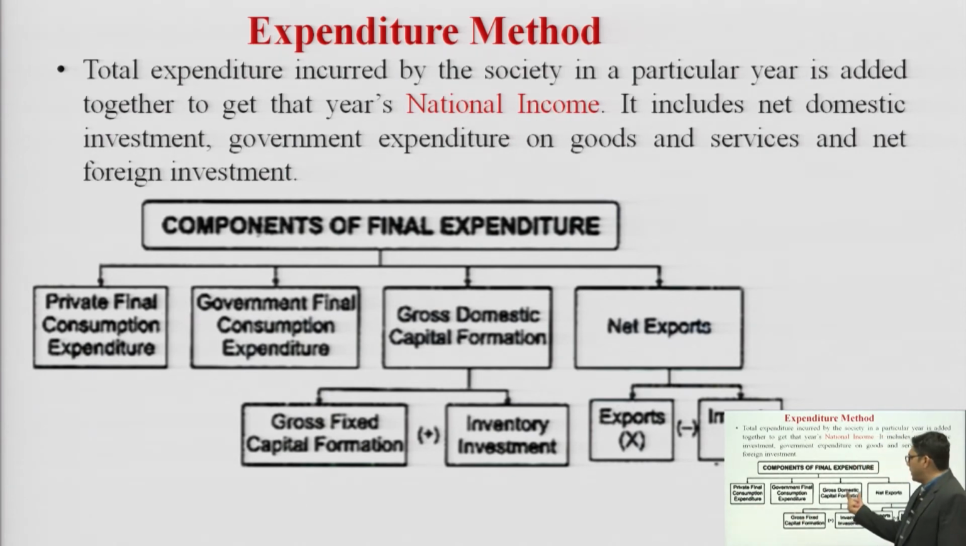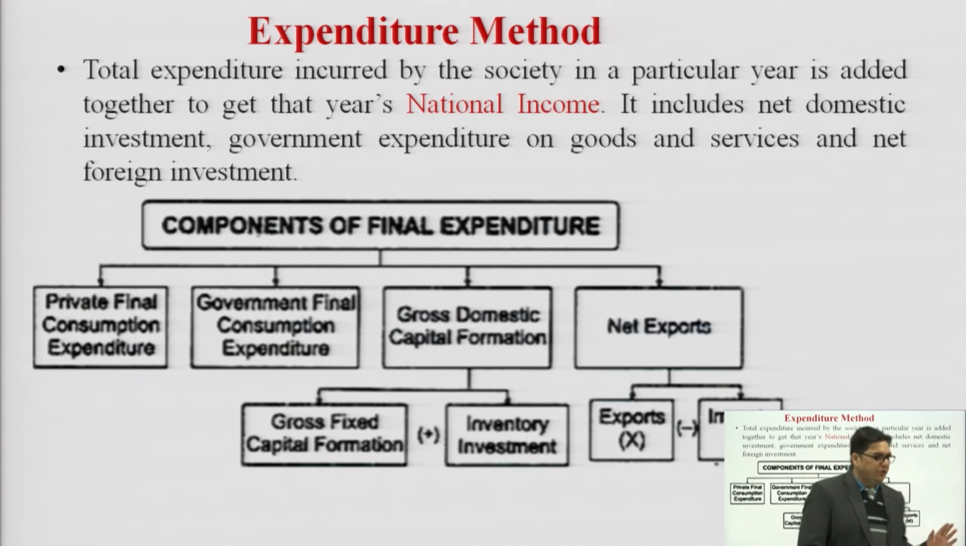Next, it is about gross domestic capital formation. Gross domestic capital formation has 2 components. First, gross fixed capital formation, I mean immovable property or the fixed investment that we have made, plus inventory investment, that the company has maintained certain stock as inventory, which also needs to be added here. And next it is net export, which is export minus import.